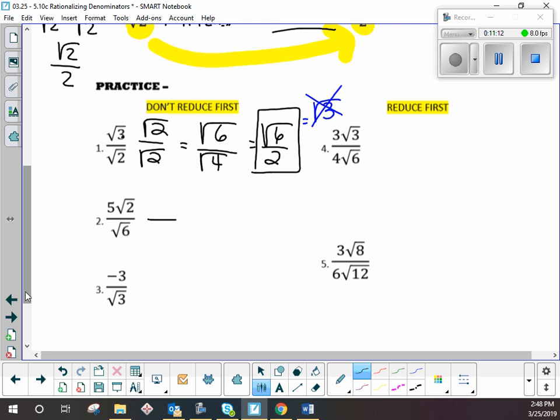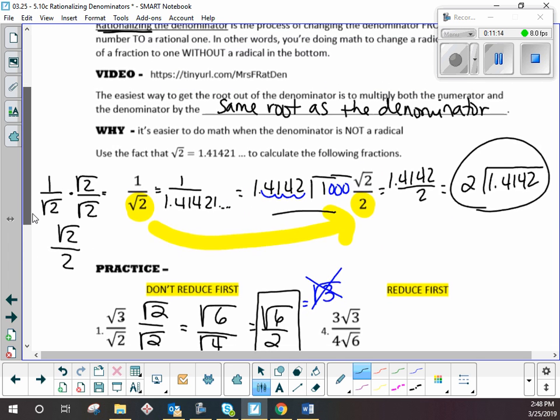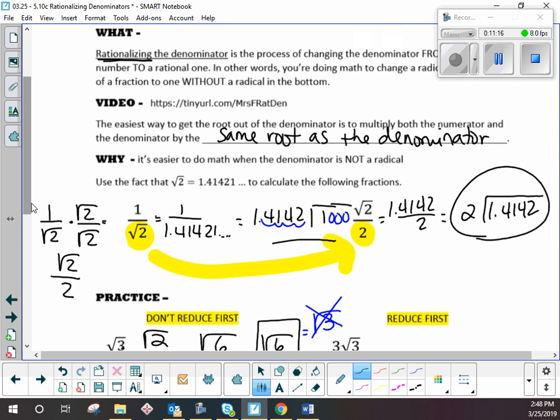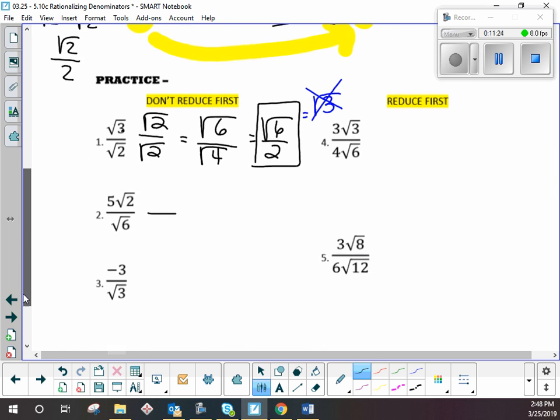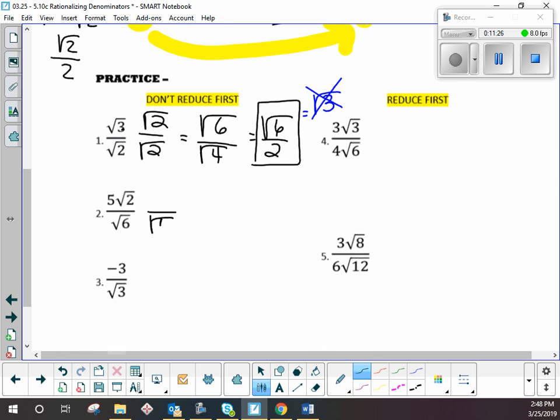Wait, let's go back to our notes, right here. The easiest way to get the root out of the denominator is to multiply the top and bottom by what? 6. Yes, okay, the square root of 6, top and bottom. Take a minute and try that on your paper and see what you come up with.